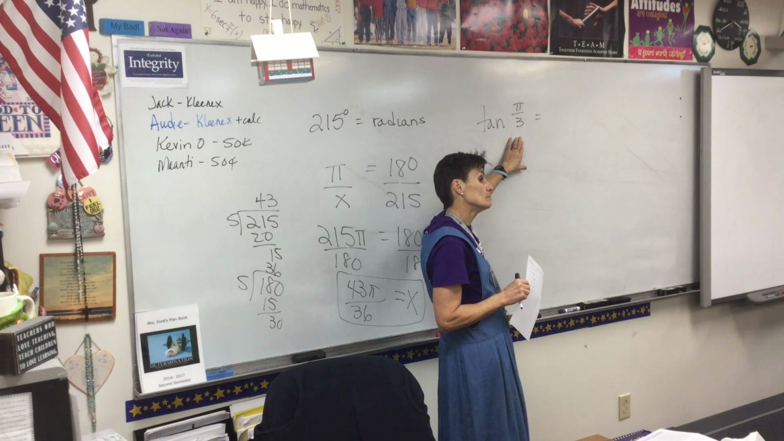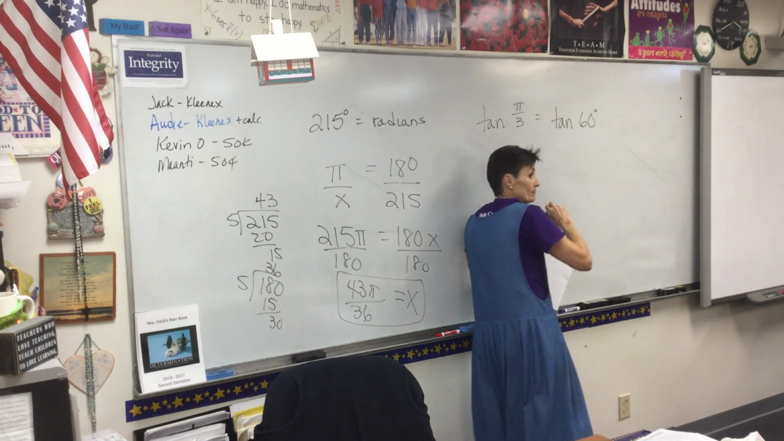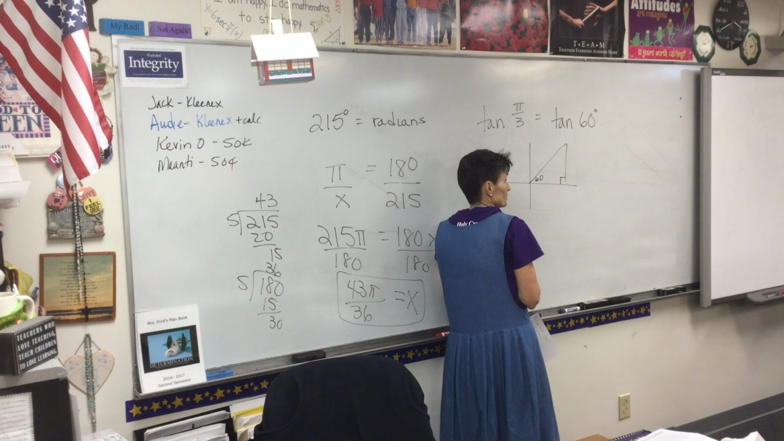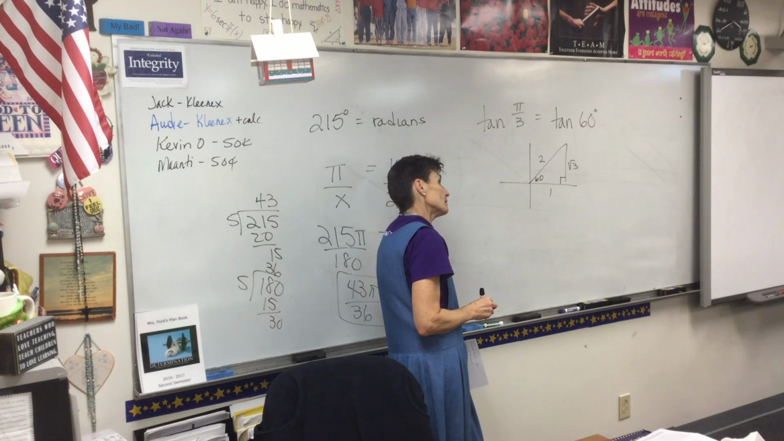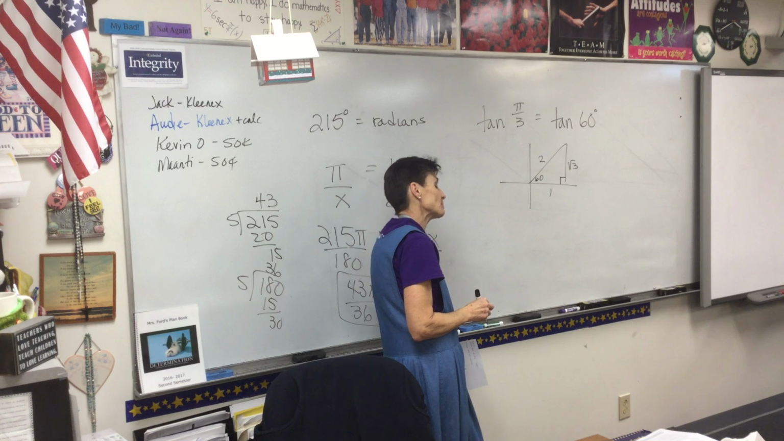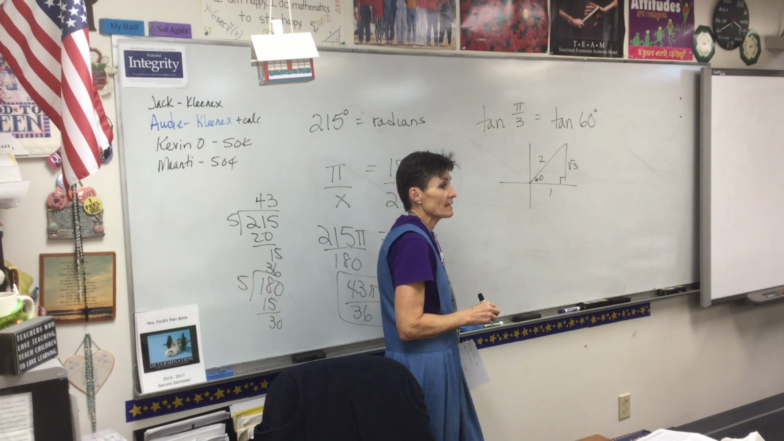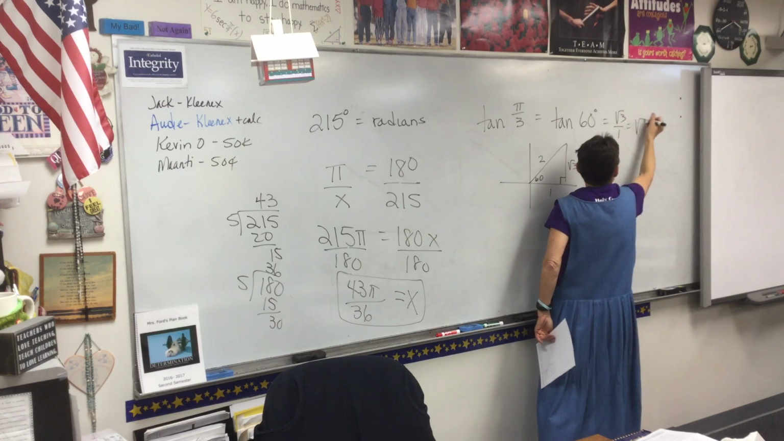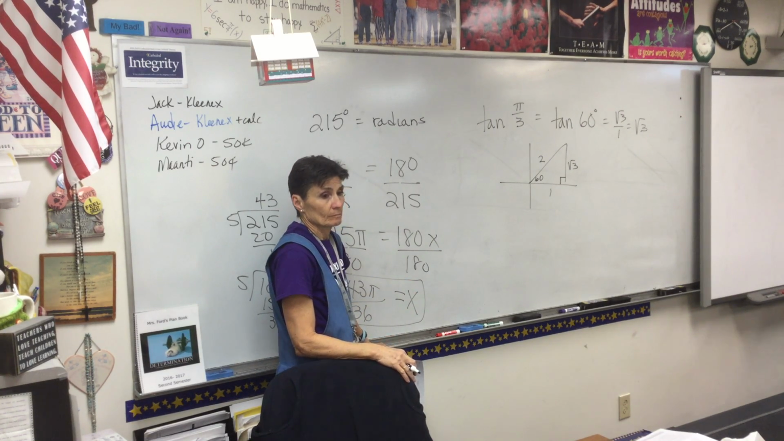Well, someone help her. 180 divided by 3. So this is the tangent of 60, right? So then I have my picture where this is the 60. Across from the 60 is root 3, so the sides look like that. Joseph, please put your head up. Now, what's the tangent? Opposite over adjacent. So root 3 over 1, or root 3. Got it?